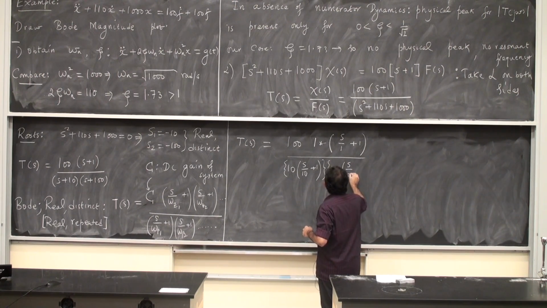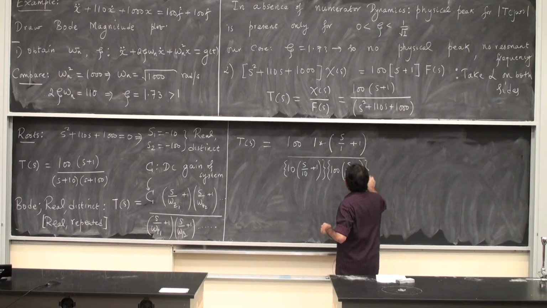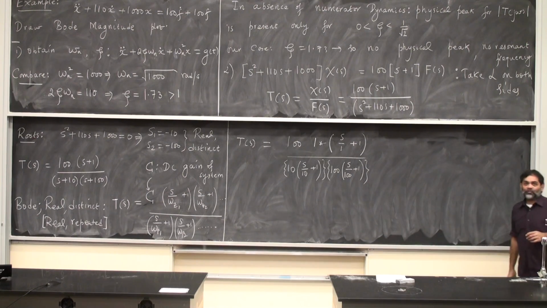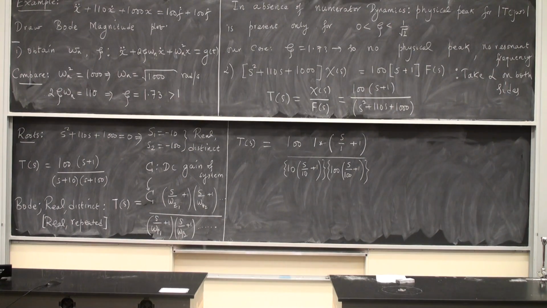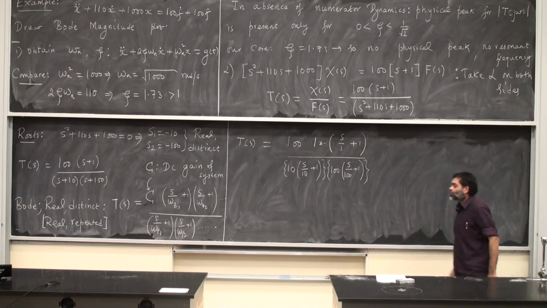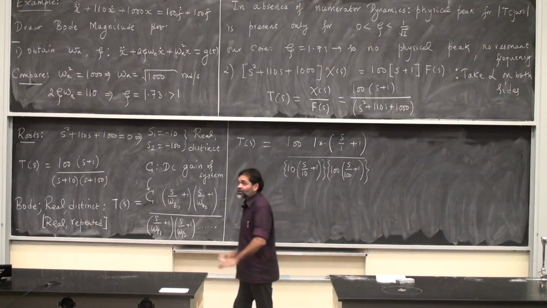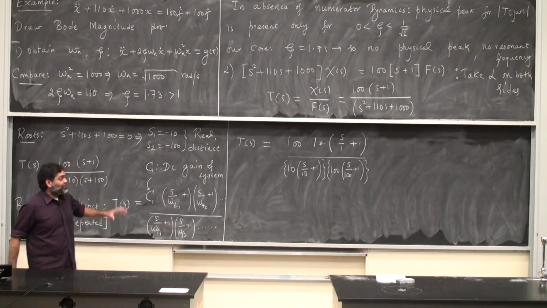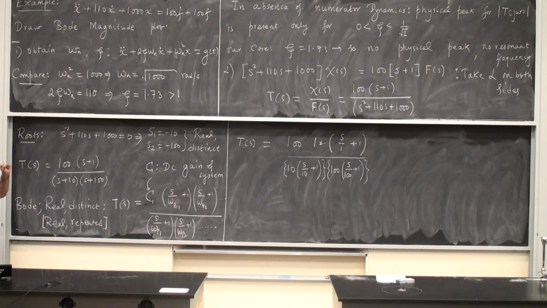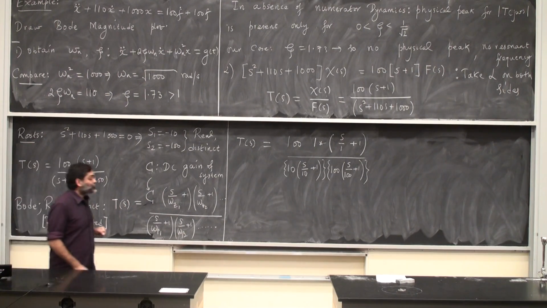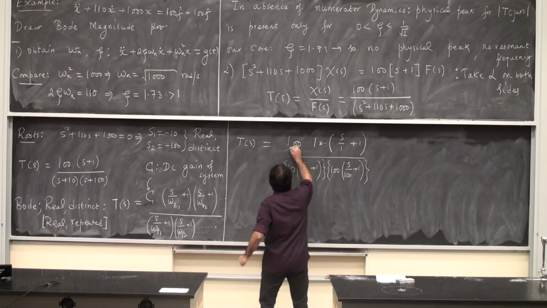S by 100 plus 1. And then I clean up my act. Okay, I take all the constants, club them together. There's a factor of 100, a factor of 100. The numerator and the denominator cancel them off.